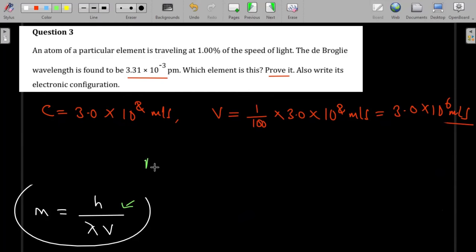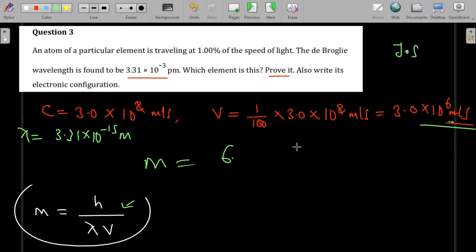Okay, so we're going to say mass is equal to Planck's constant. We know its value, 6 point... okay, I want to show how the units are coming about here. So we said the speed is this, it has meters per second. Then the lambda we found was 3.31 times 10 to the power minus 15 meters, right? The Planck's constant has the units J multiplied by second, right?